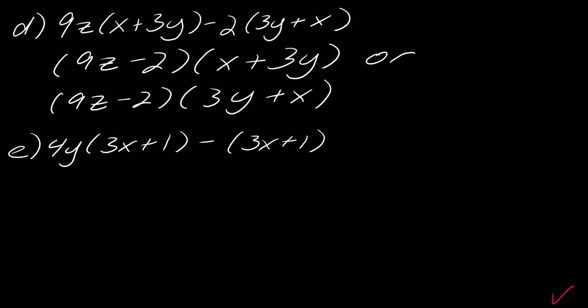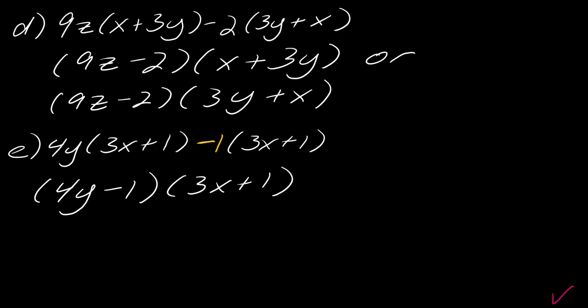Then as far as e goes, you just want to think about what is the invisible number in front of the parentheses right here. Well, this would actually be a -1 here. You just kind of have to know that, right? So this will ultimately end up factoring as 4y minus 1 and 3x plus 1. And okay, so that wraps up that set of exercises.